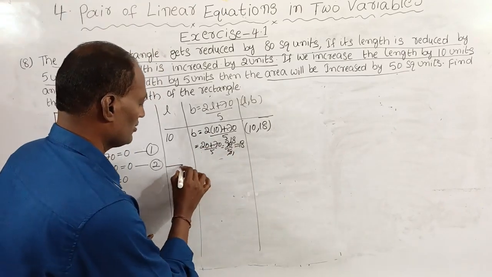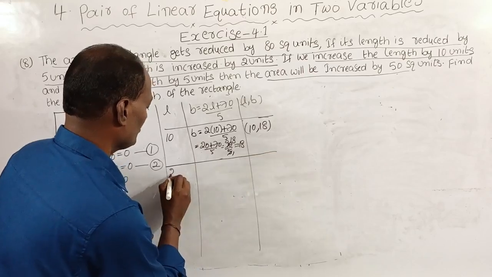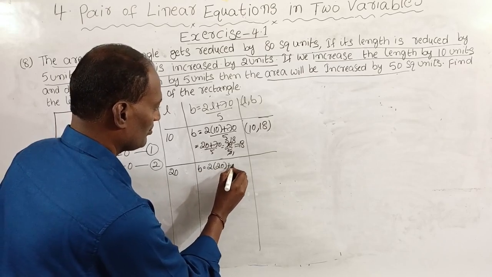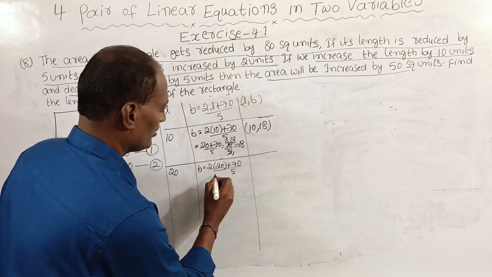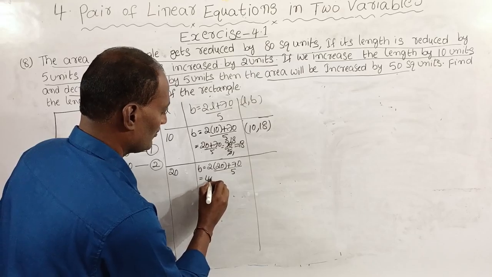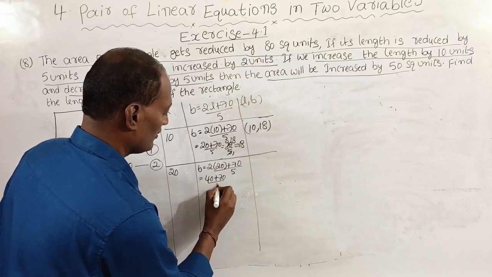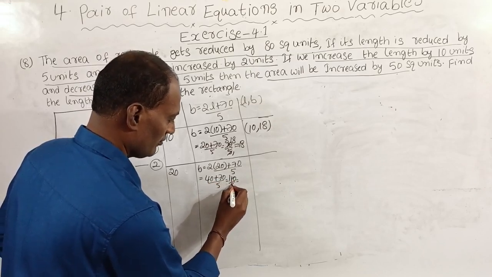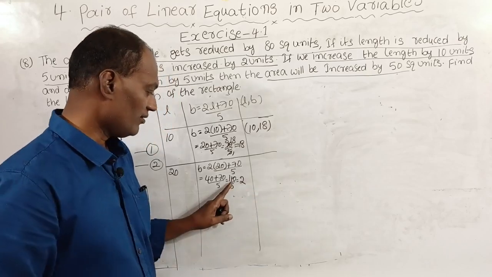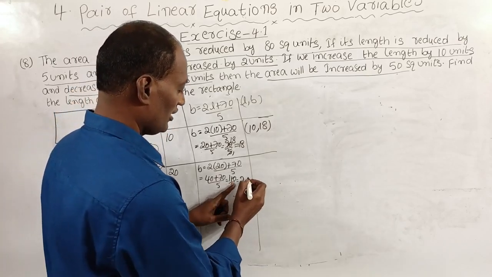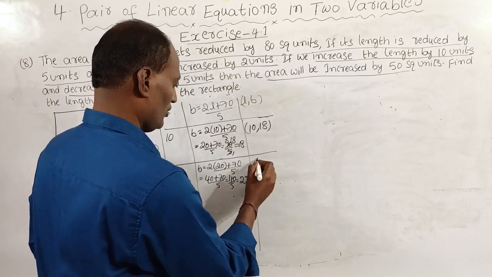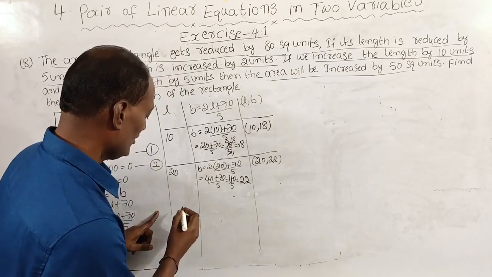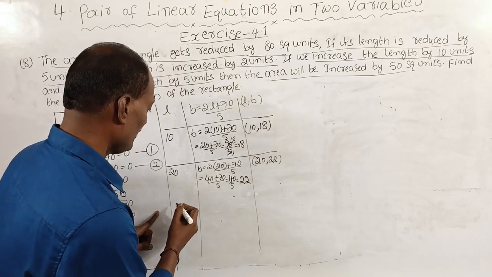So next, take 20. B equal to 2 into 20 plus 70 by 5. 2 into 20 is 40, 40 plus 70 is 110, 110 by 5 is 22. Like that for 10, 20.